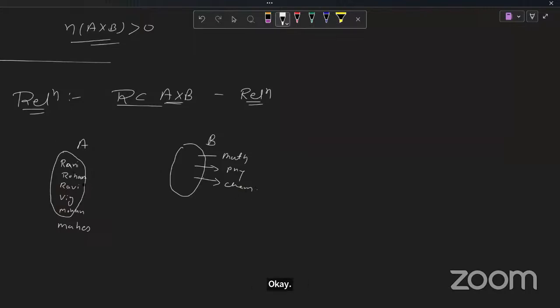Now, in that relation, we have to map like that. Suppose Rohan is a math teacher, so we map him with math. Suppose Rani is a chemistry teacher, so we map her with chemistry. That kind of relation: the teacher can teach that particular subject. From A to B, we are defining this relation like that, that a particular teacher can teach that particular subject.